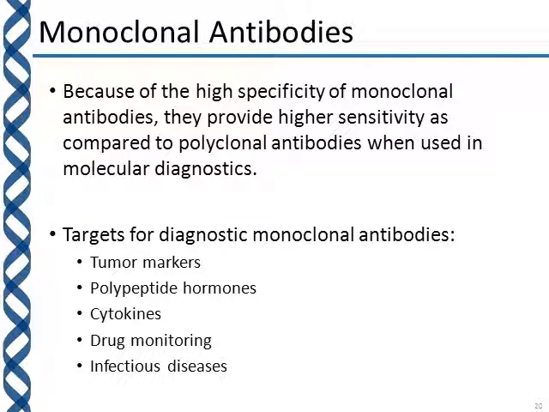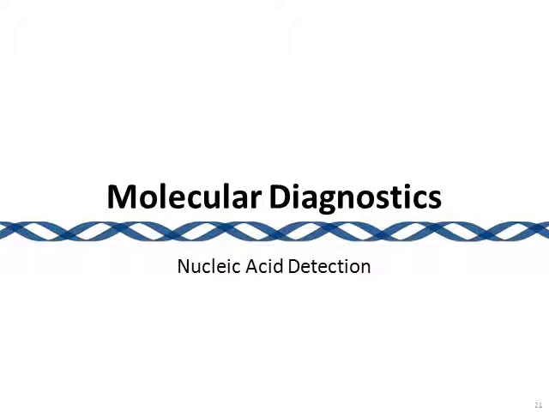Because of the high specificity of monoclonal antibodies, they provide higher sensitivity when compared to polyclonal antibodies when used for molecular diagnostics. The targets for diagnostic monoclonal antibodies include tumor markers, polypeptide hormones, cytokines, drug monitoring, infectious diseases. The next topic we'll cover is nucleic acid detection.